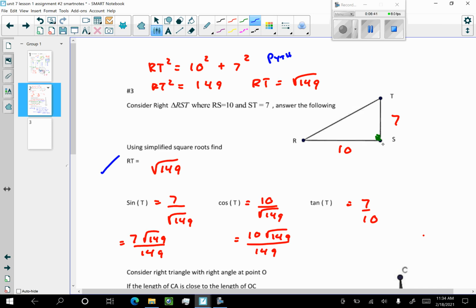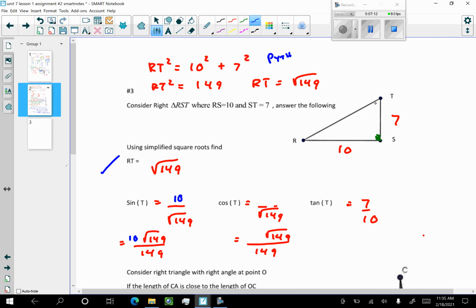The sine of t is going to be the opposite. I got this mixed up. So the best way to do this, the sine of t, I was doing the sine of r, is going to be 10 over square root of 149. So I'm going to fix this key right here. It's going to be an easy fix. So the sine of t is going to be 10 over square root of 149. Simplify that, and you're going to get 10 square root of 149 over 149.